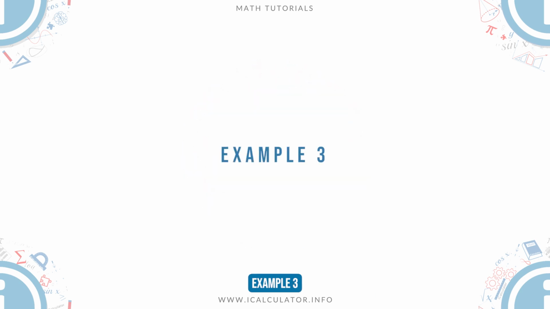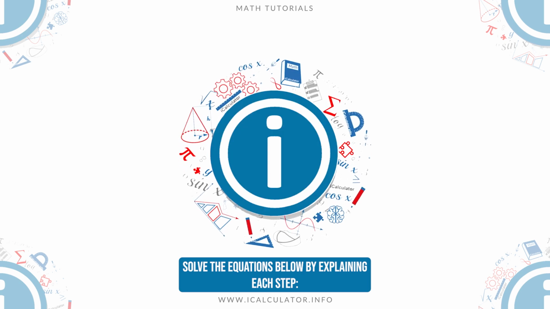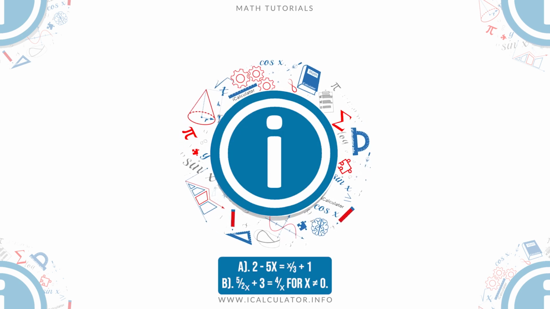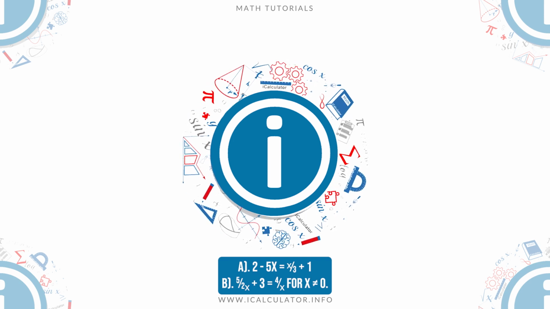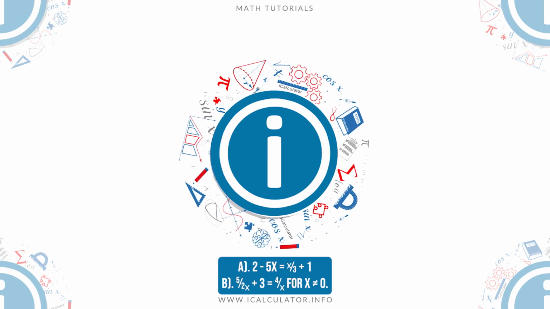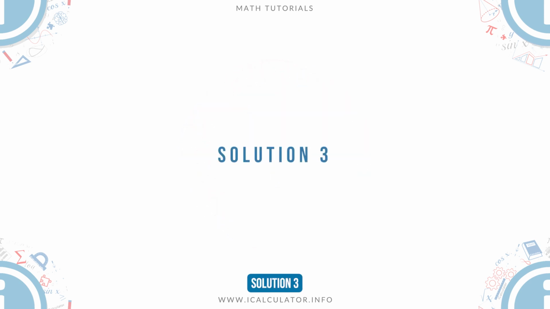Example 3. Solve the equations below by explaining each step. A. 2 minus 5x equals x over 3 plus 1. B. 5 over 2x plus 3 is equal to 4 over x for x not equal to 0. Solution 3.